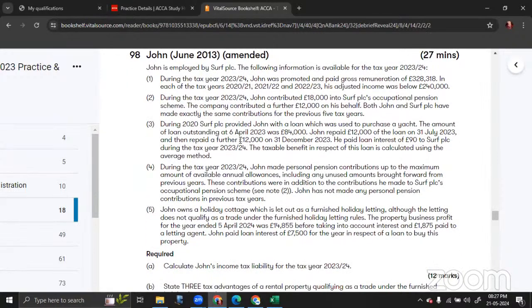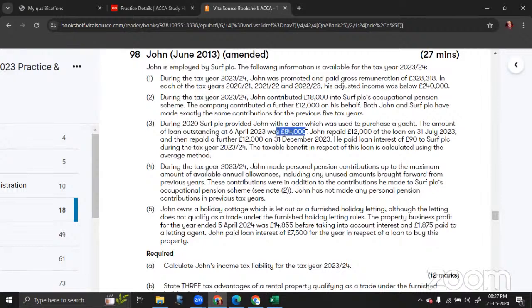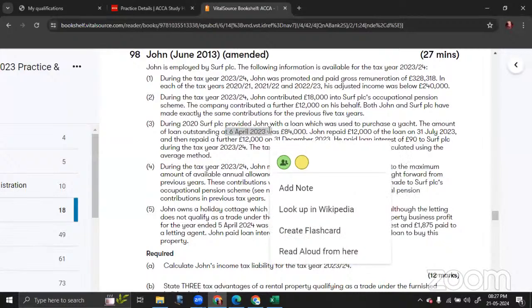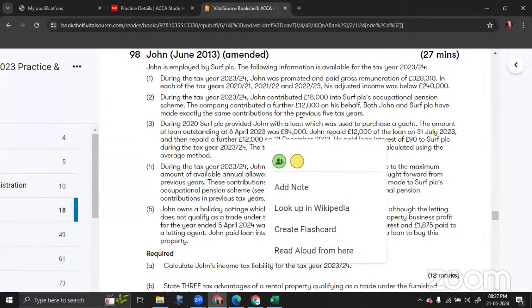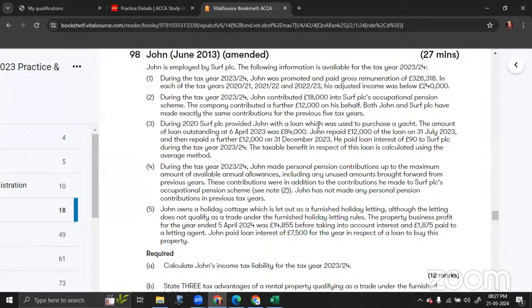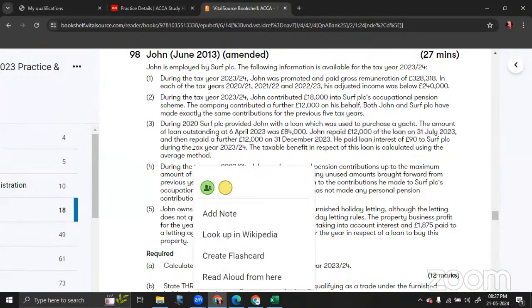During 2020, Surf PLC provided John with a loan which was used to purchase a yacht. So that is related to beneficial loan. We have to check the amount of the loan, which was 84,000. The amount of loan outstanding at 6th April, the start of the tax year, was 84,000. John repaid 12,000 on 31st July and then 12,000 on 31st December. That means by the end of the tax year, only 60,000 was remaining. He paid loan interest of 90 to Surf. Taxable benefit is calculated using the average method, so they're asking you to use the average method.